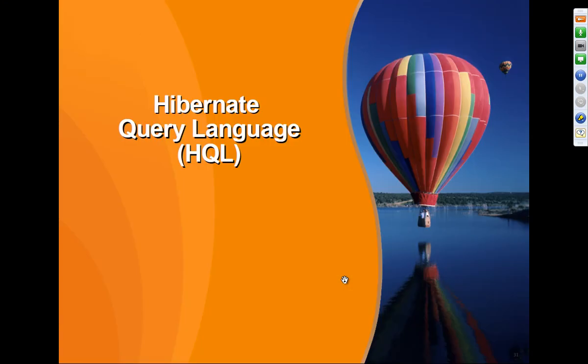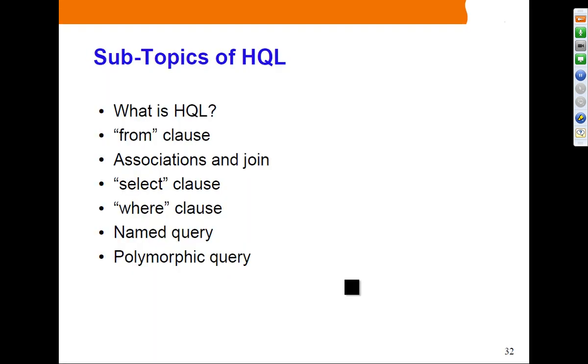The next one is Hibernate Query Language, HQL. Here we're going to learn what HQL is, and we are going to use the from clause and association and join, select clause and where clause, and named query and polymorphic query.